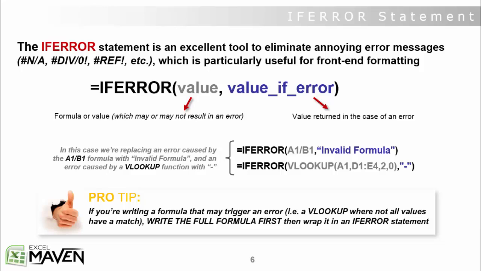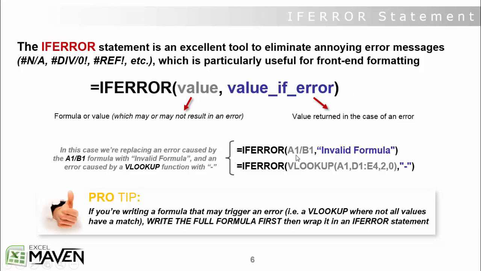We'll also explore that in one of the later sections, but just a heads up. Syntax-wise, the IFERROR statement is quite simple, just 2 components. It starts with your value. This could be either a value itself, or more likely a formula which may or may not result in an error. And then after that, you comma over to the value_if_error piece, and this is just the value that you want to return in the case of an error, in place of the error message that it would have thrown. So 2 examples here.